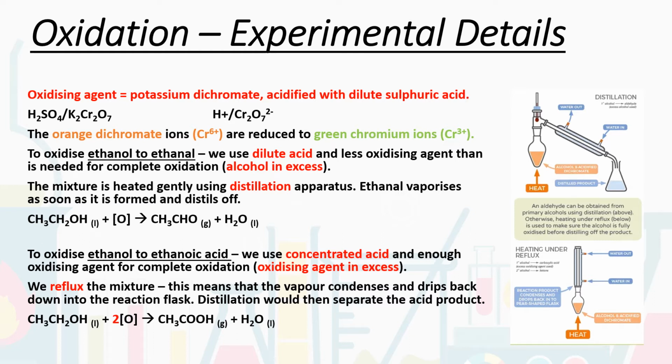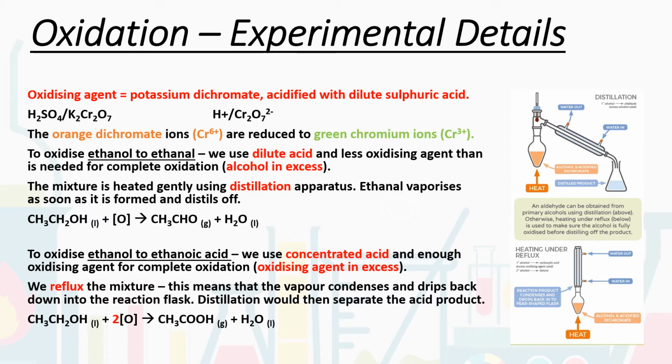Ethanal has a lower boiling point than ethanol. It's lost that hydrogen bonding ability, so it has less intermolecular forces, and therefore a lower boiling point. And so the ethanal vaporizes as soon as it's formed and can be distilled off. So you take it away from the oxidizing agent before it has a chance to continue oxidizing. And over on the right, you can see the practical setup.